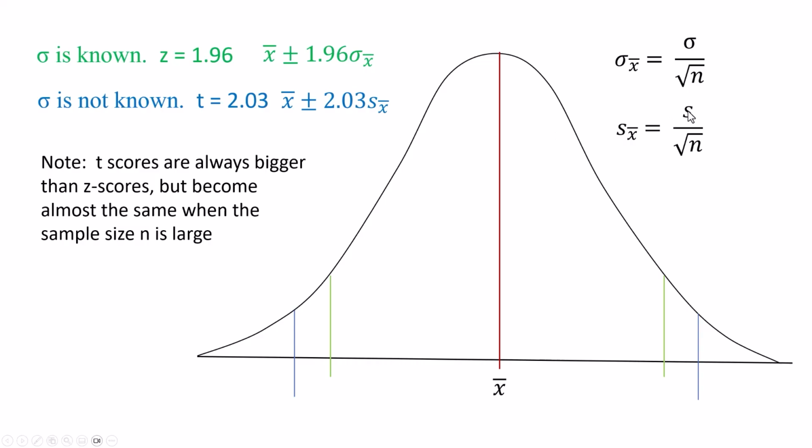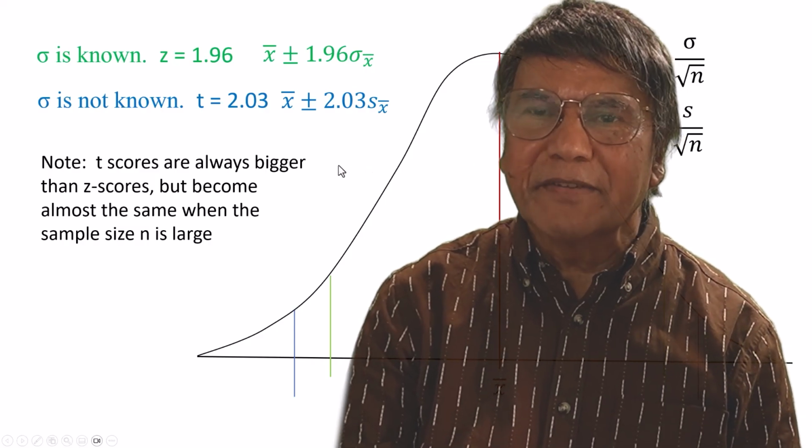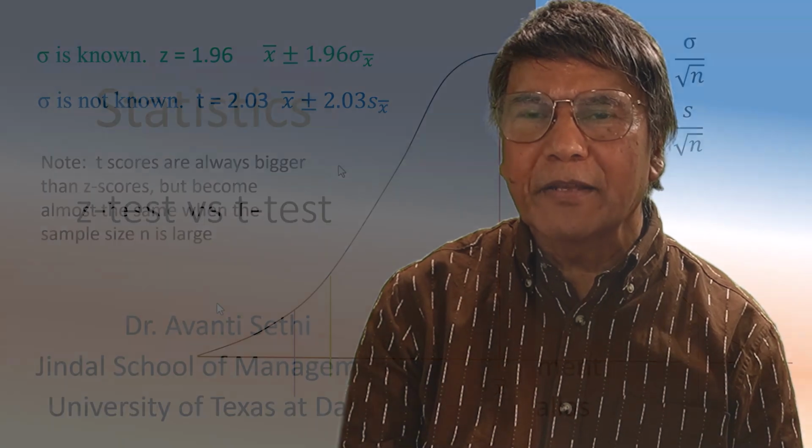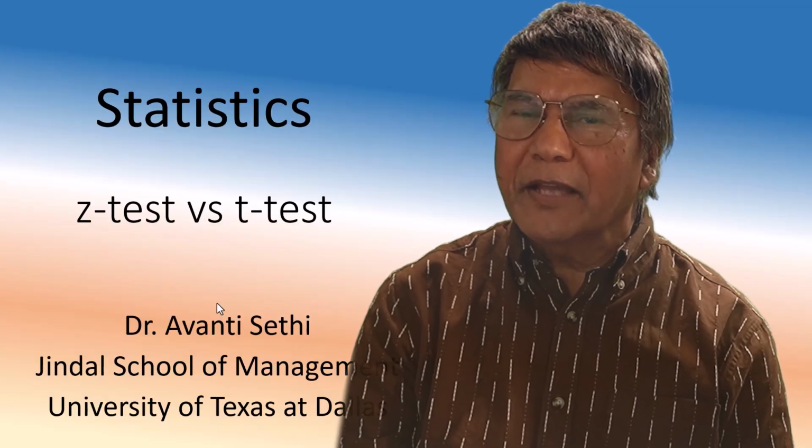It changes even more. So this is all there is about t versus z. You just have to read the problem carefully and focus on whether the standard deviation belongs to the sample or the population. If it belongs to the sample, use t, otherwise use z. Now when you do proportion, it's always z. No need to worry about that part.